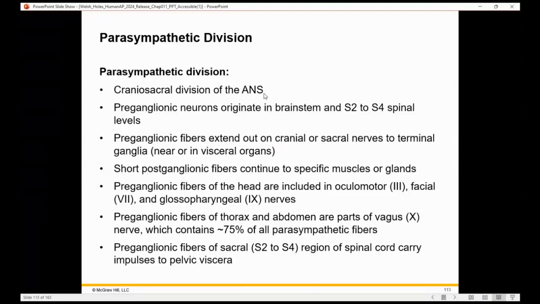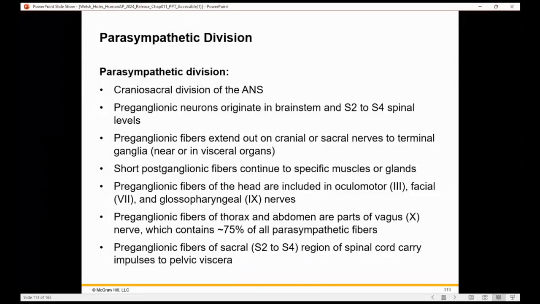All right, now the parasympathetic division. This is the craniosacral division of the autonomic nervous system. Preganglionic neurons originate in the brainstem and S2 to S4 spinal levels. Preganglionic fibers extend out on the cranial or sacral nerves to the terminal ganglia, which are near or in the visceral organs. Short postganglionic fibers continue to specific muscles or glands.